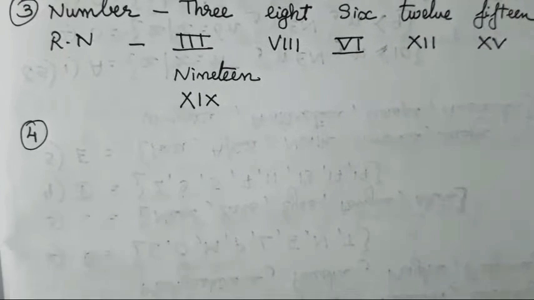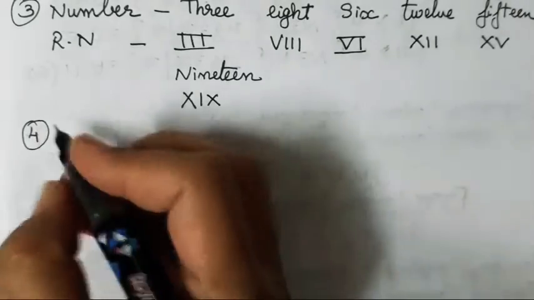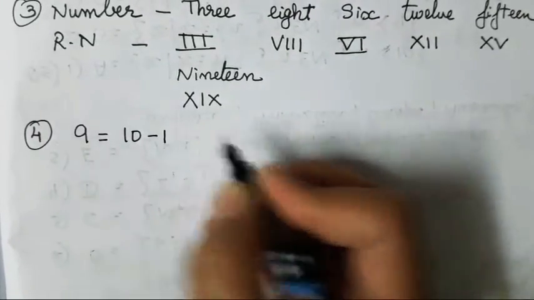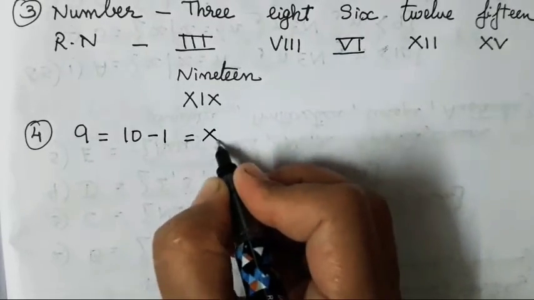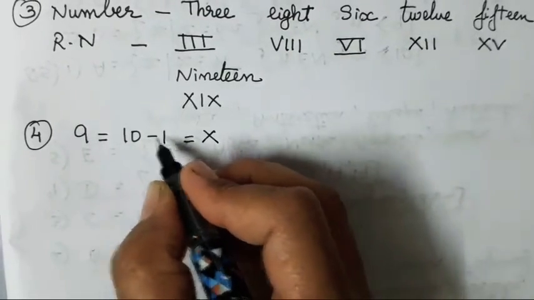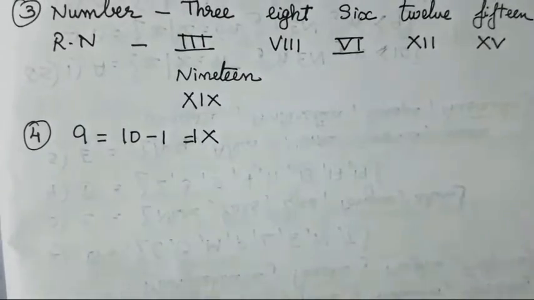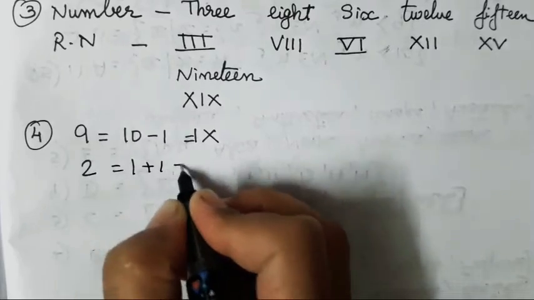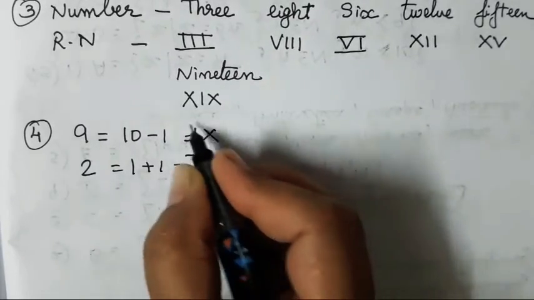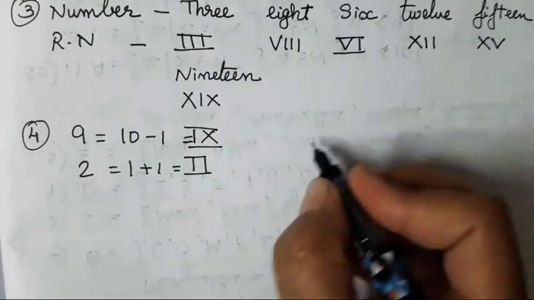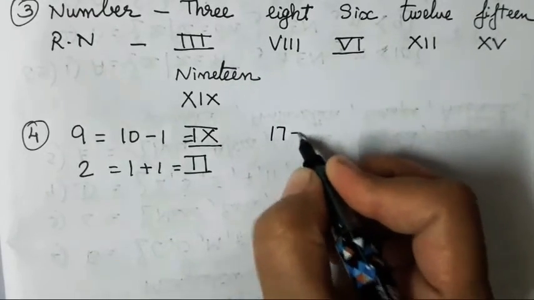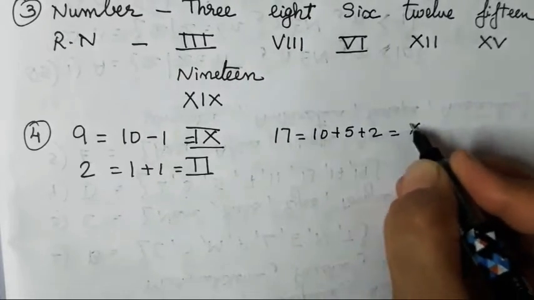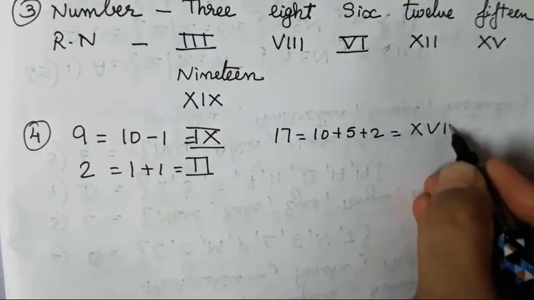So next is write the numbers using the Roman numerals. So 9 has been given. 9 means 10 minus 1. So 10 means X. Okay, and as I said, minus means on the left hand side you have to write it. Next is 2. So 1 plus 1, I and I. Okay, the third one is 17. So 10 plus 5 plus 2. So 10 means X, 5 means this, and 2.